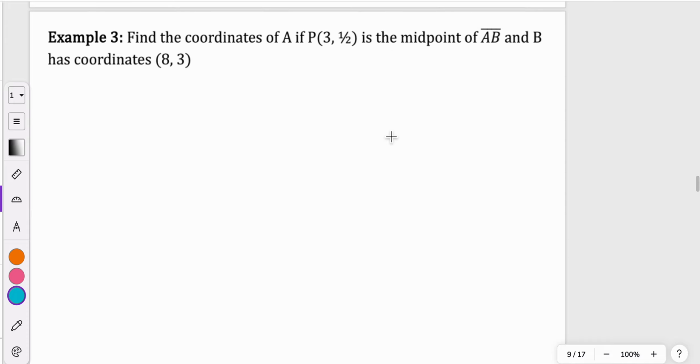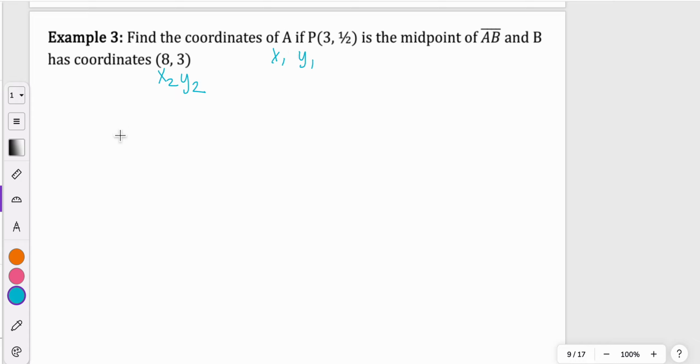Example 3 is on the back of your paper, so let's go ahead and flip that over. Now we're going to talk about this. Find the coordinates of A if P is the midpoint of AB, and B already has the coordinates of (8, 3). So let's go ahead and say that this is x2, y2, but we don't know our x1 and our y1.